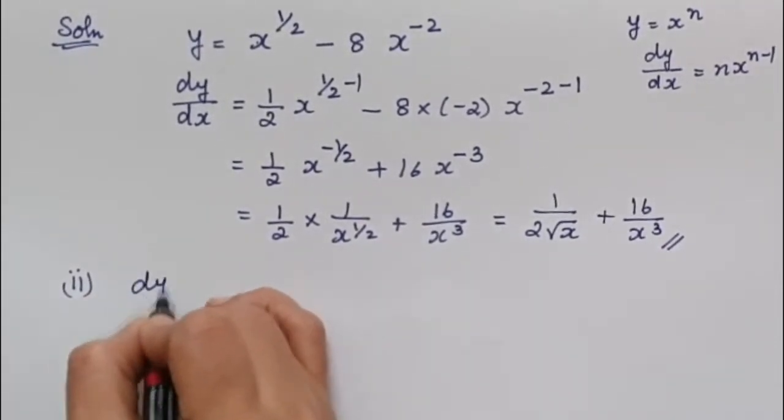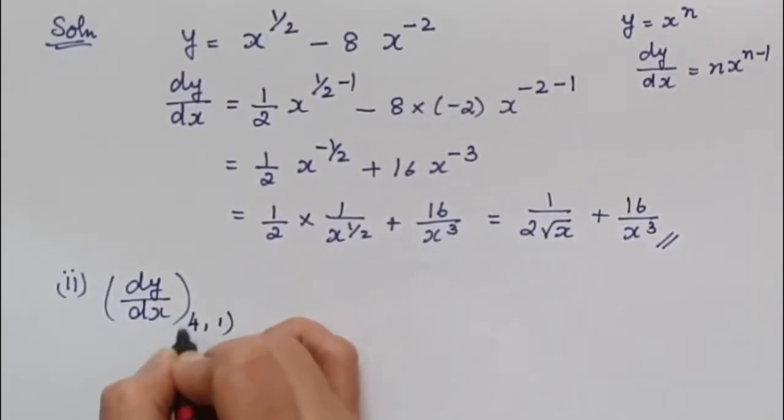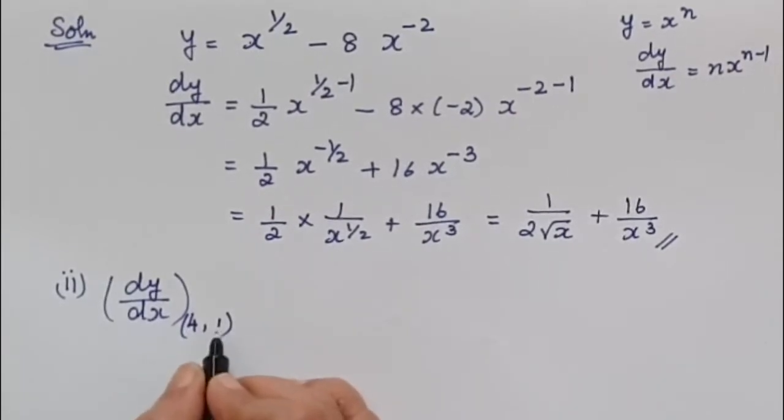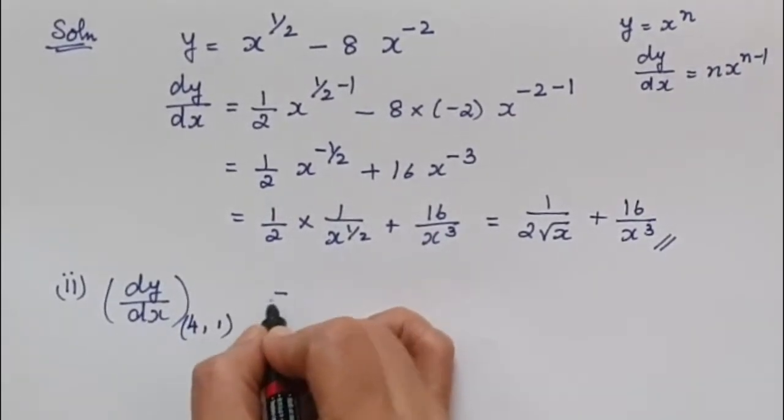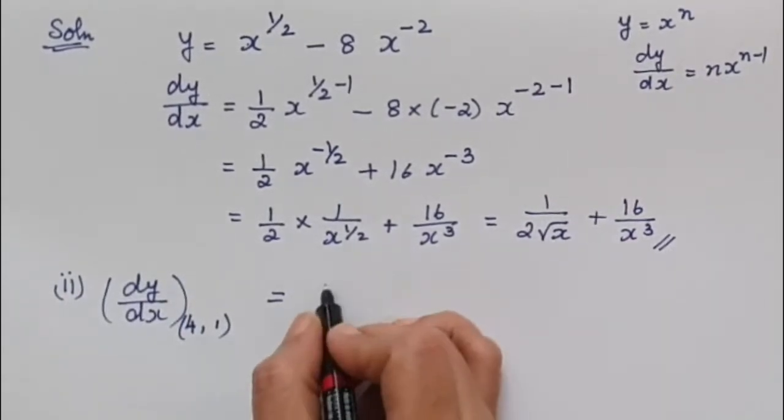So it is enough if we find our dy by dx at the point (4, 1). That is, x takes the value 4, y takes the value 1. Now our dy by dx is this. Just replace the value for x as 4 and get our answer. That will be our gradient.